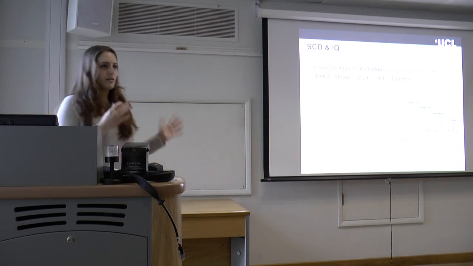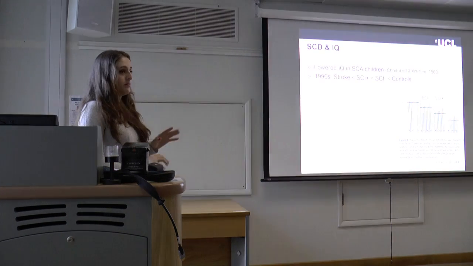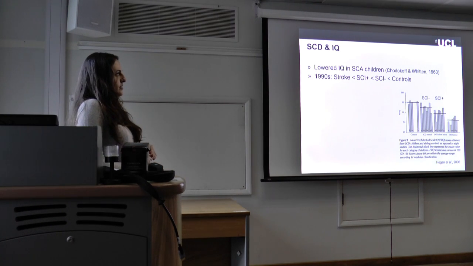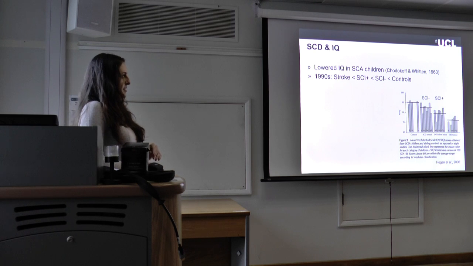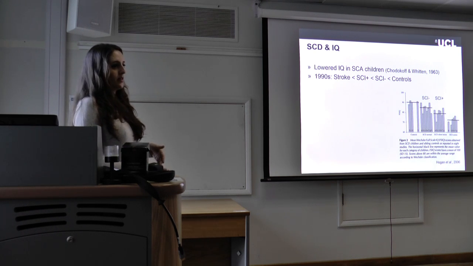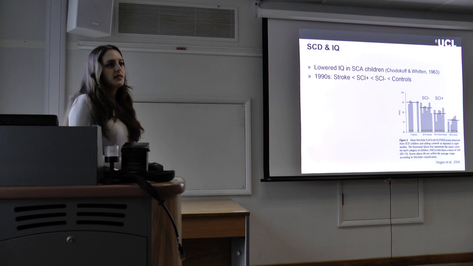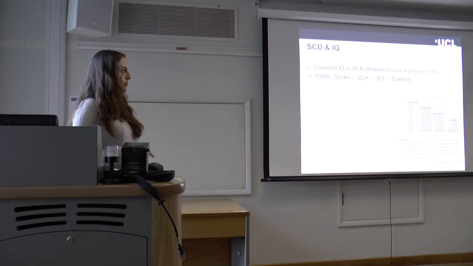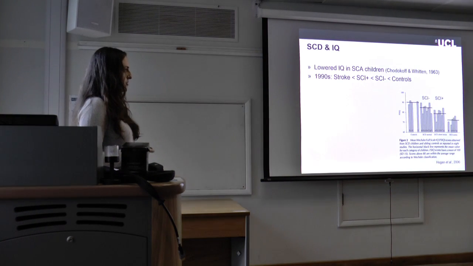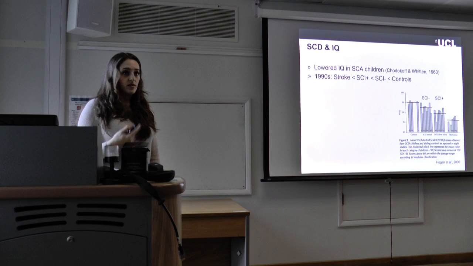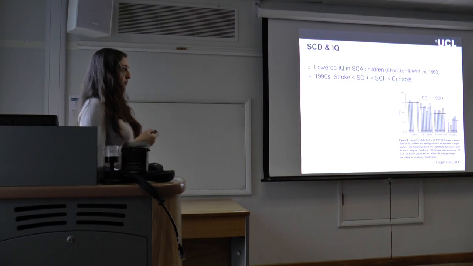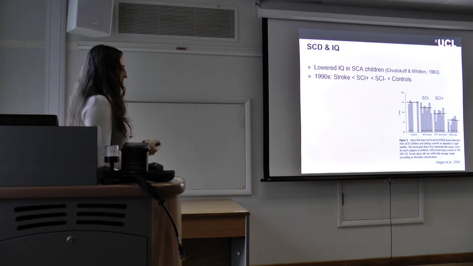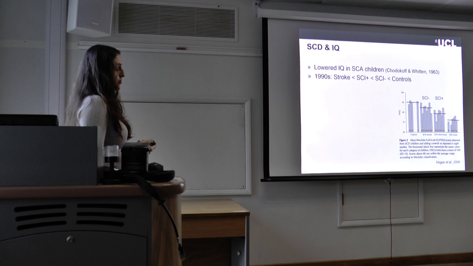So I'm going to switch gears a little bit and talk about cognition, and more specifically IQ. The first study that looked at IQ in sickle cell children was in 1963, where they found lower IQ compared to their sibling controls. But it wasn't until the 1990s, when MRI became routinely available to screen for silent infarcts, that this pattern emerged. It's been shown over and over in the literature that children with a history of stroke perform worse than children with a history of silent infarcts. Those children with silent infarcts perform worse than those children with sickle cell but normal T2 weighted MRI, and those children perform worse than controls.